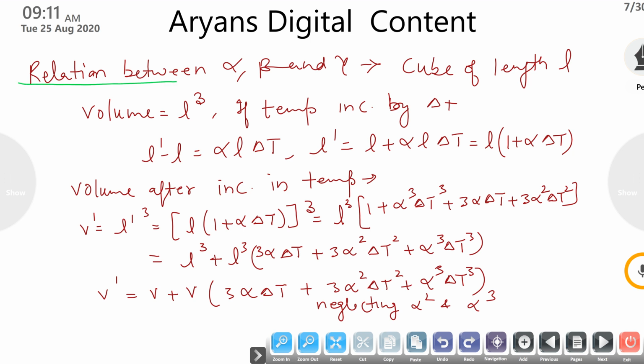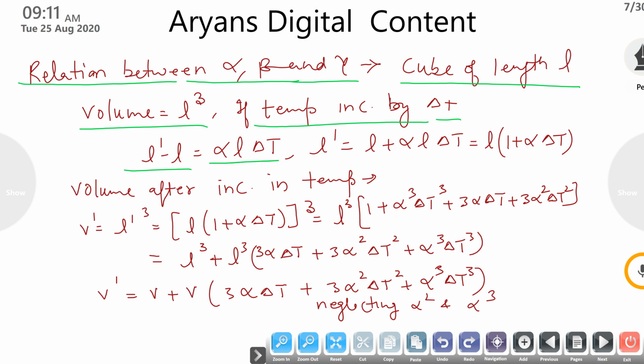Next, the relation between alpha, beta and gamma. We can simply derive a relationship between alpha, beta and gamma. We have to assume that there is a cube of length L, then its volume simply will be L cube, and if we increase its temperature by delta T, then the increase in length is given by L dash minus L is equal to alpha L delta T.